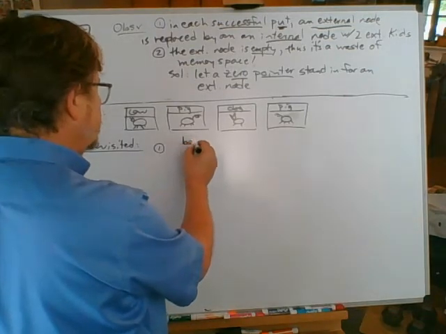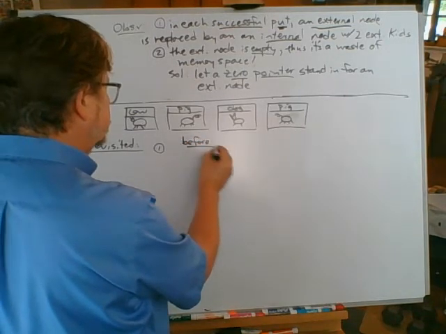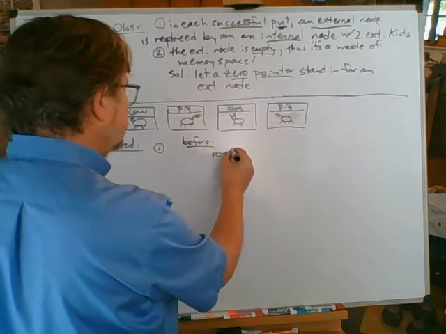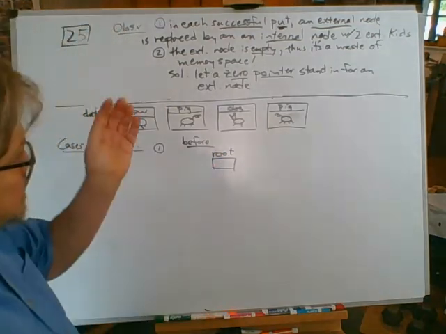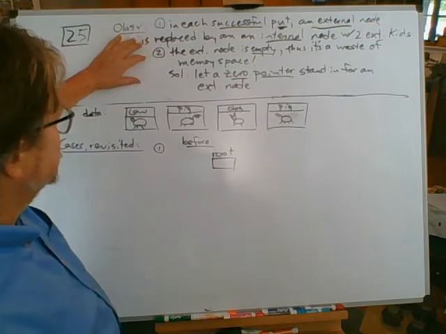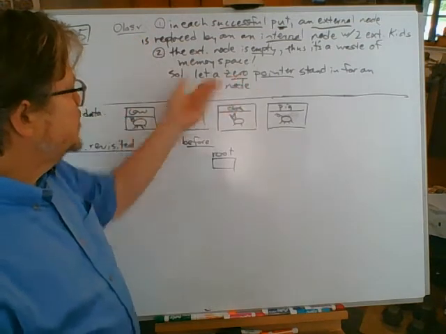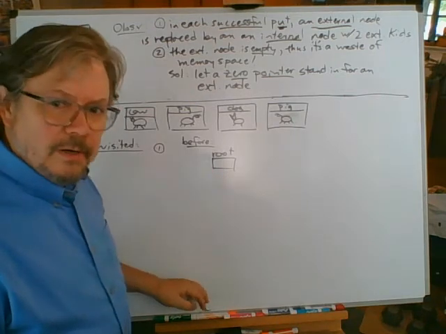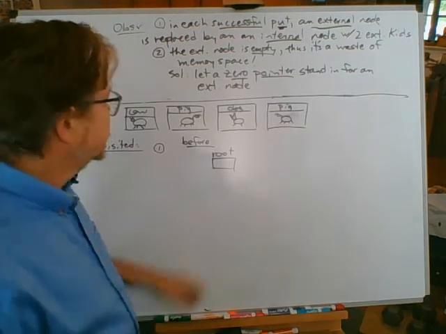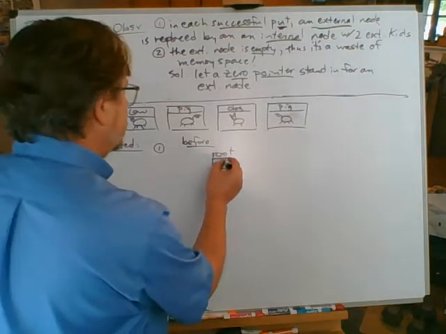The before picture was we had a root, which is a pointer, and it pointed to a single external node. Except, observation: the external node is empty, thus it's a waste of memory space to dynamically allocate a node and put it down here and eat up some of our memory. Let a zero pointer stand in for an external node. Boom.